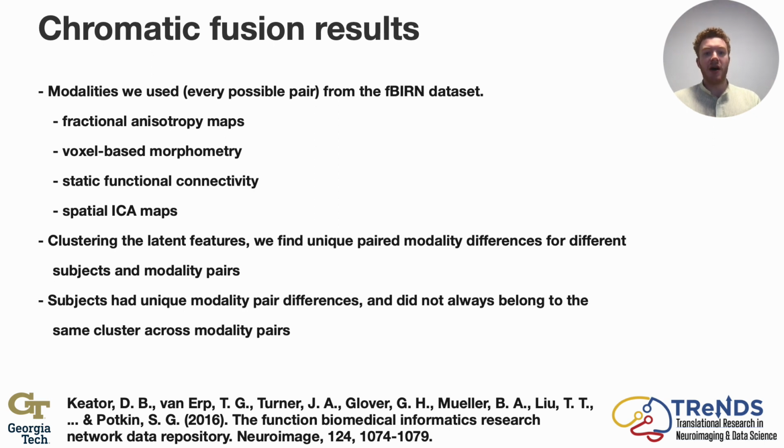We train this network on each possible pair for 4 different types of information: fractional anisotropy maps, voxel-based morphometry, static functional connectivity, and spatial ICA maps. After clustering subjects in the latent space, so in this low-dimensional space with private, shared, and private information, we find unique differences between subjects with and without a schizophrenia diagnosis, depending on the modality pair. So different modality pairs have different differences for clusters with a lot of schizophrenia patients. We also observe that subjects are not always clustered together across modality pairs. Both of these findings indicate that different modality pairs highlight different aspects of a single subject, and thus provide us with more subject-specific information.